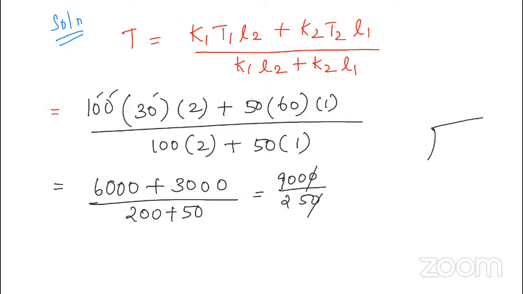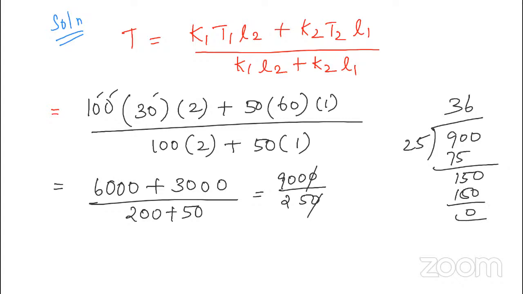Okay. Next we can go for 25. That is 900. It is 3 times 75. Here it is 150 for the 6 times. Okay. So here the answer is 36 degree centigrade. So this is option C, the right one.